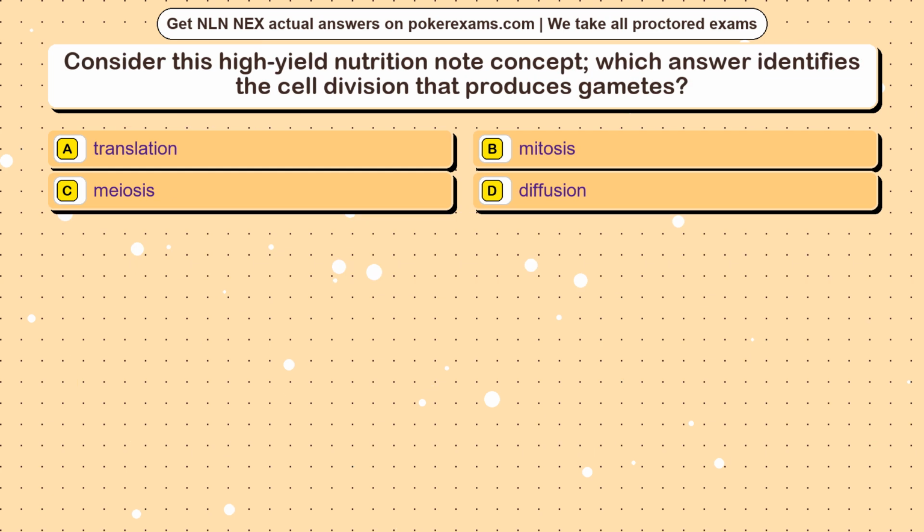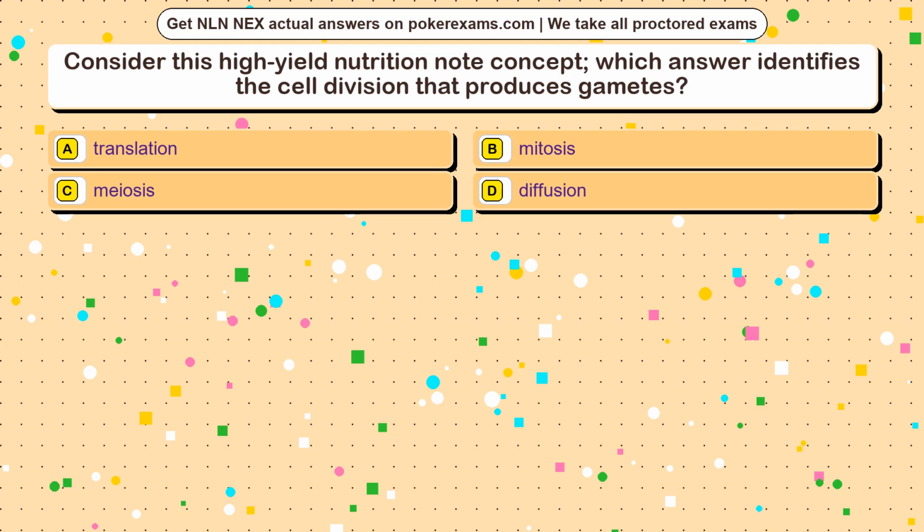Question 18. Consider this high-yield nutrition note concept. Which answer identifies the cell division that produces gametes? Option A, translation. Option B, mitosis. Option C, meiosis. Option D, diffusion.